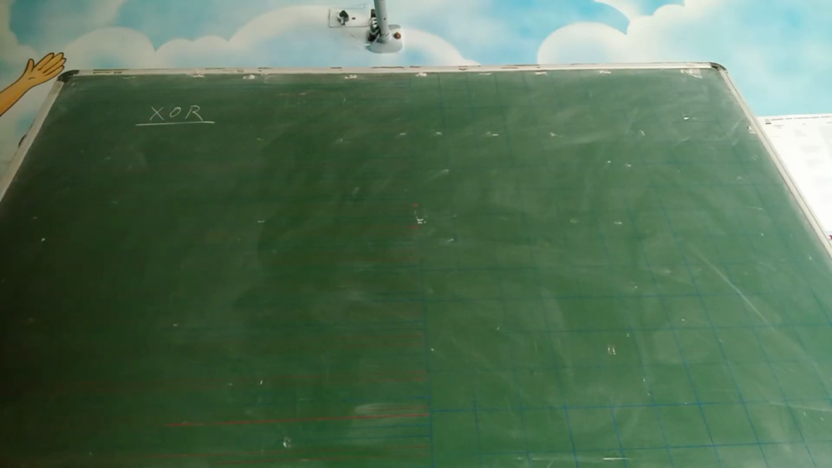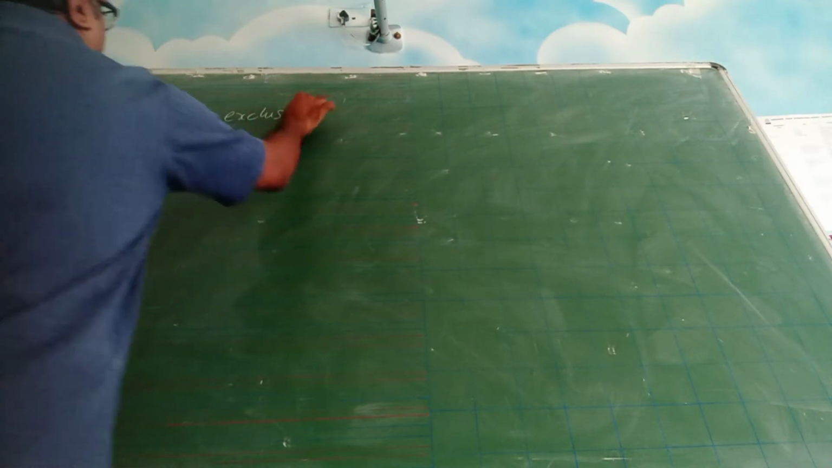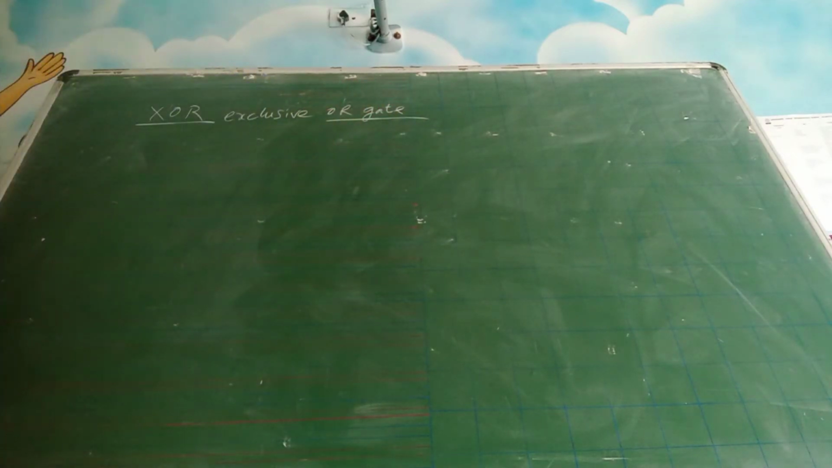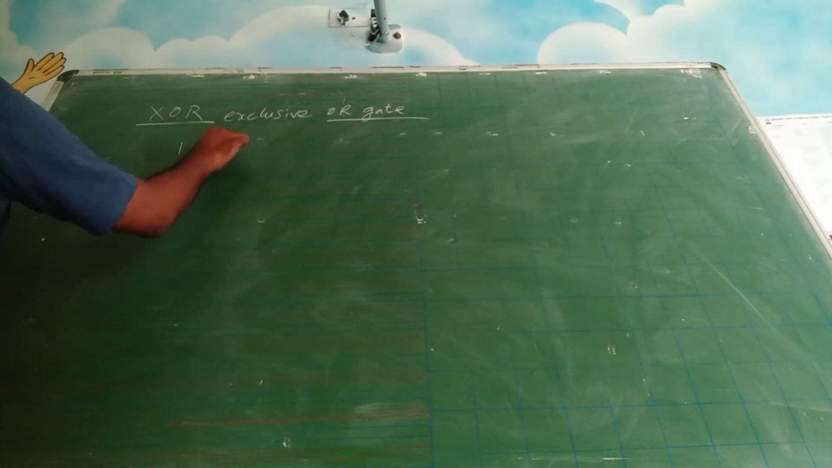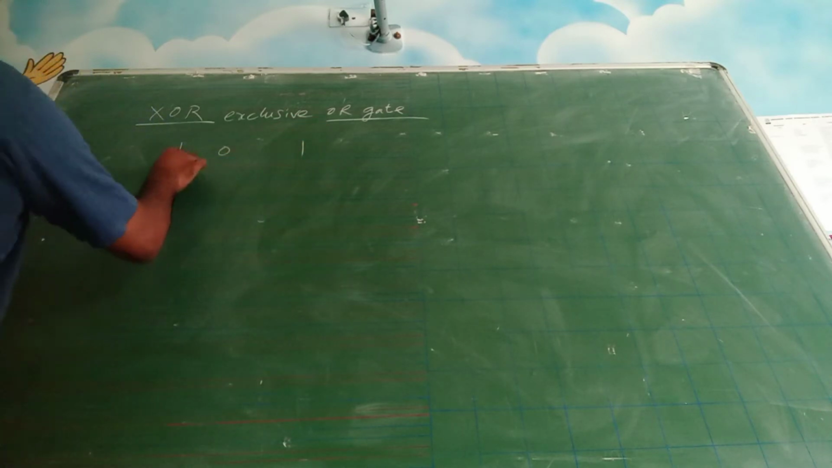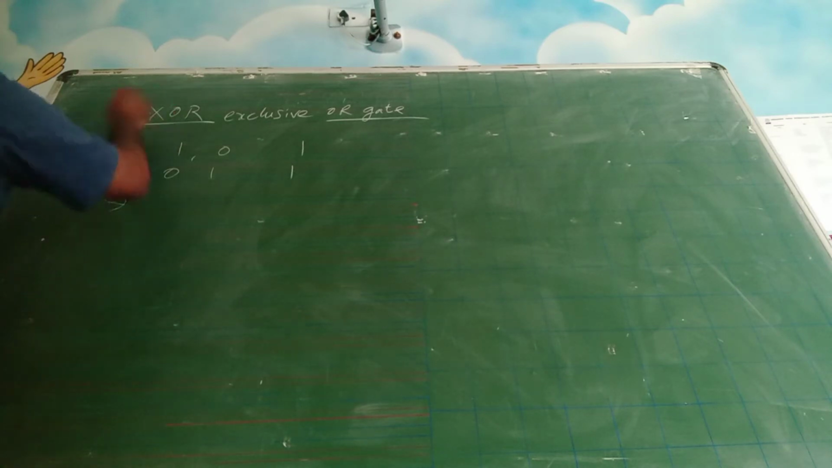Let us discuss XOR gate. Okay, it is an exclusive OR gate. See, in OR gate what happens is you have inputs 1 0, the output is 1, you get 1. 0 1, you get 1. But in XOR gate, if both are high inputs, you don't get a high output. Only one of them should be a high input. Okay, so that type of gate is called XOR gate.